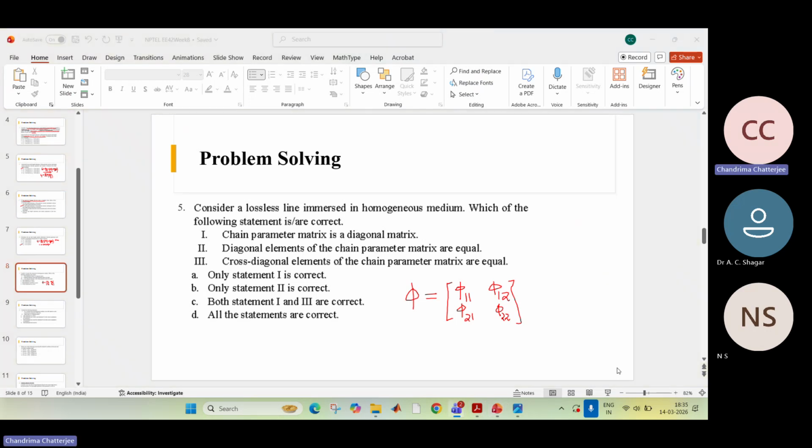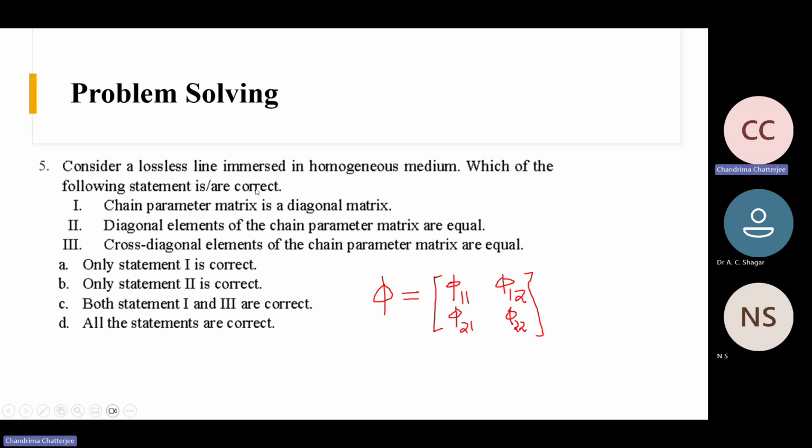What are the options here? The chain parameter matrix is a diagonal matrix. The diagonal elements of the chain parameter matrix are equal. The cross diagonal elements of the chain parameter matrix are equal. So the only correct option is option 2.